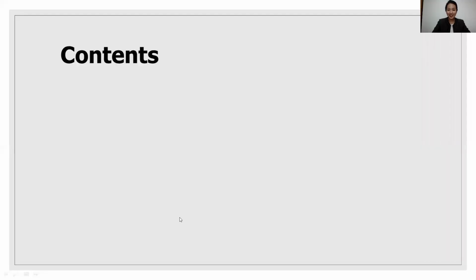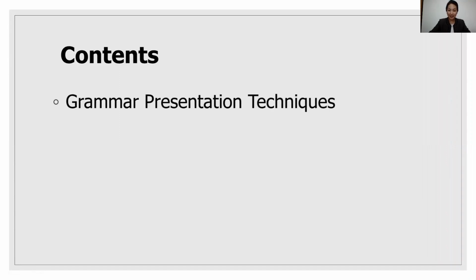Now look at this, the contents. These are the contents I'd like to talk about today. We are looking through the grammar presentation techniques, and you might find what kinds of techniques you have used so far in your classroom, and you will have ideas about what you will use later among these techniques. And then we will see the grammar activities, so you will find out what kinds of activities you will use.